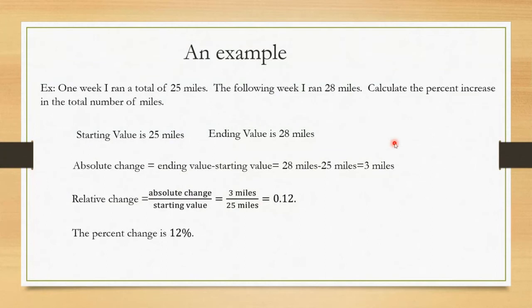So that's really what this is asking. Okay, so again, we've got the starting value, we've got the ending value, we've got the absolute change. Then we divided by the starting value. So I'm calculating relative change, and that's 3 miles over 25 miles, which is 0.12. As a percent, you move the decimal to the right 2 spaces, 12%.